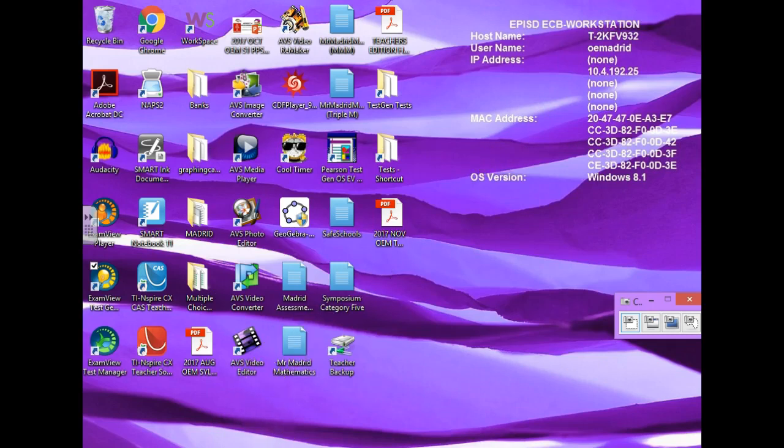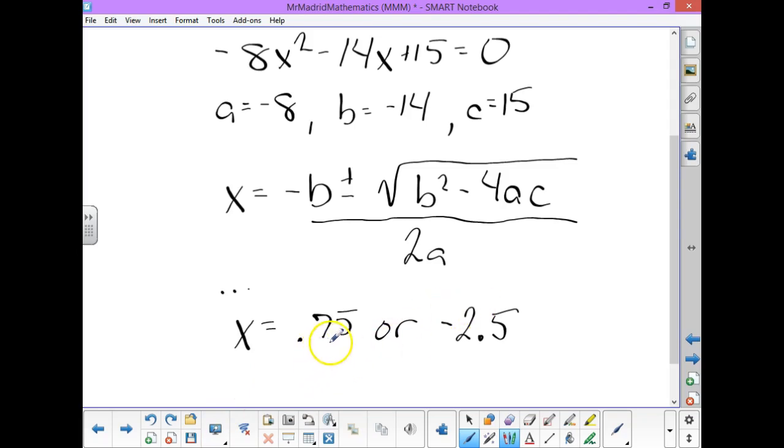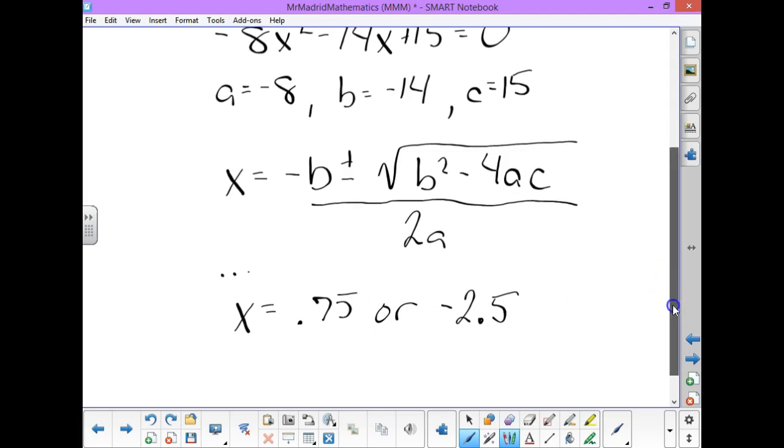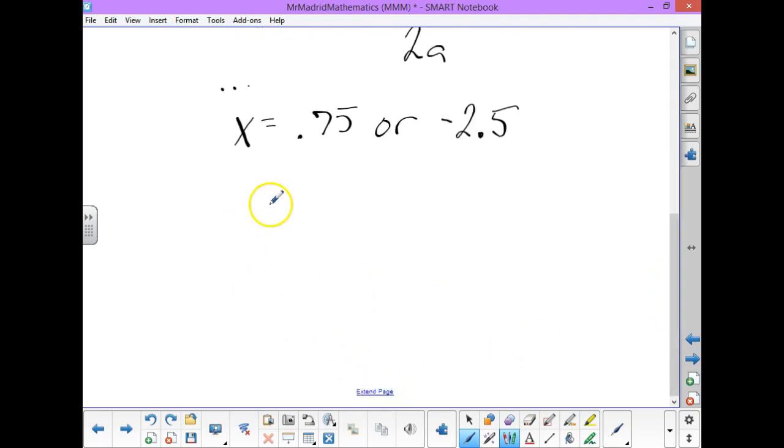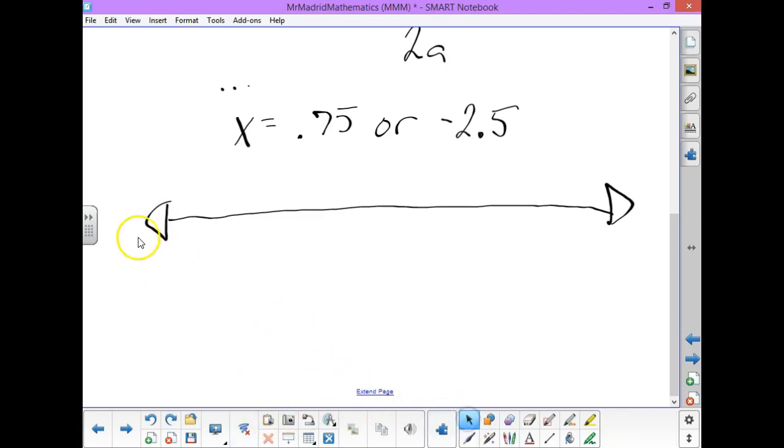Anyways, where are we at? We've got 0.75 and negative 2.5 as our solutions once you compute that. Now after that, we have to remember that we're dealing with an inequality. So where do we go from here? Here's one option, and here's the universal one that will apply in this class. It is the following: we'll come up with a number line as such.